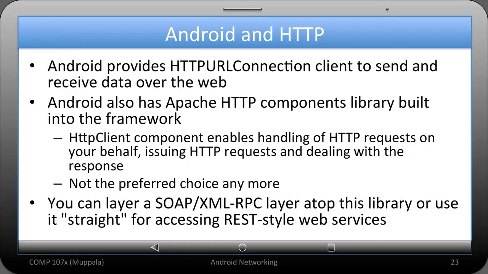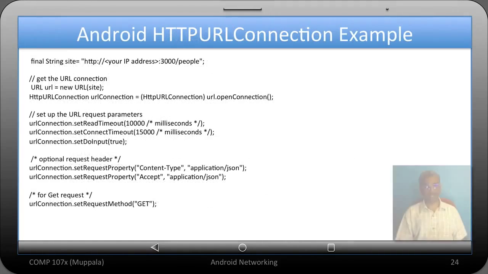But preferably, Android developers advocate that you use the HTTP URL connection client for this purpose. Once you use the HTTP URL connection client, you can then layer SOAP or XML RPC on top of this library, or you can design to use REST style web service access using the HTTP URL connection. These are beyond the scope of this course, so I will primarily concentrate on how you establish an HTTP connection and request data from a server.